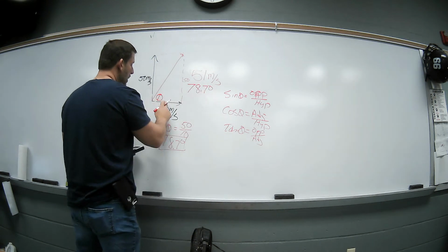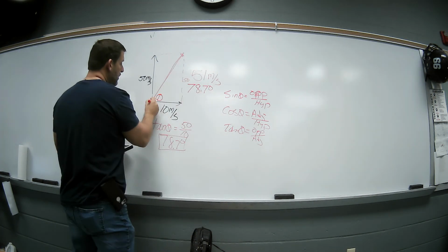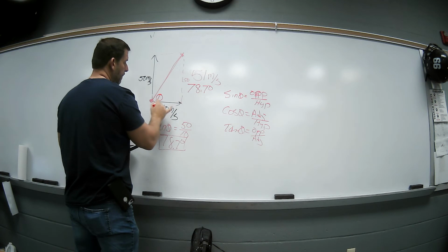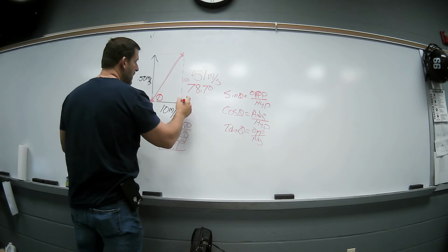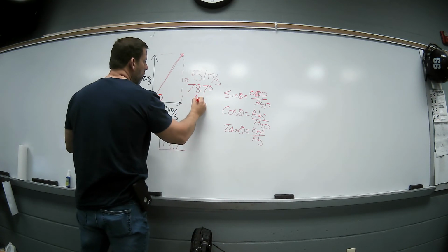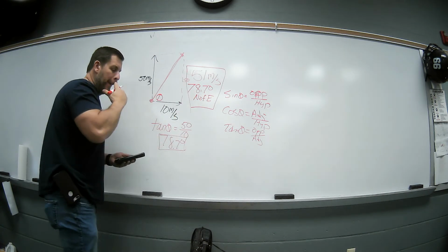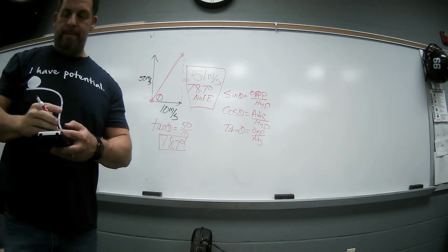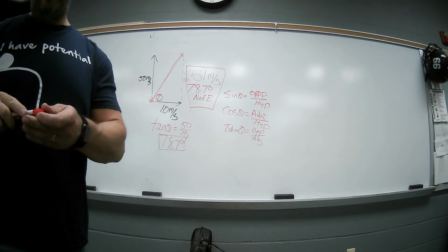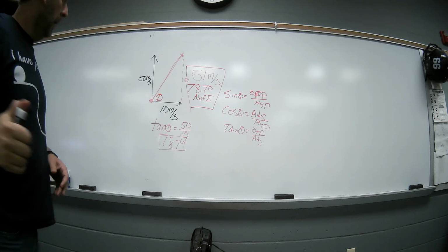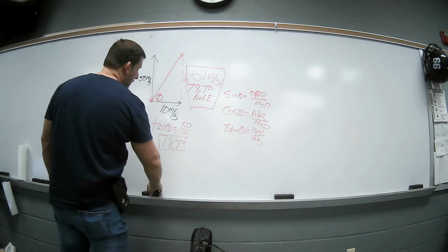78.7 degrees. Now, this is my start point. What do we got here? All right. 78.7 degrees north of east. All right. Let's do another one. Make sure you have that down.